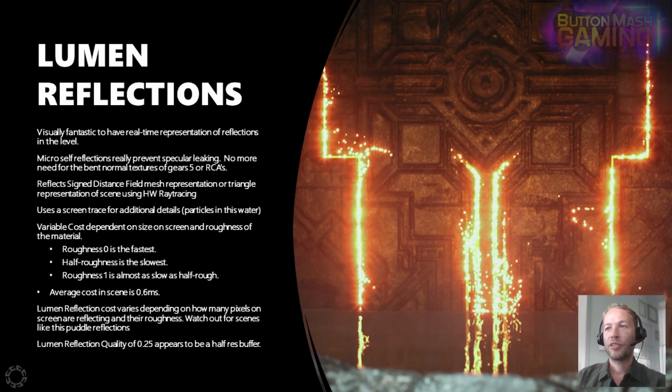Lumen reflections. This is visually fantastic. We get real-time reflections on everything in the level. We also get things like micro self-reflections that really prevent things like specular leaking. We had things like bent normal textures on Gears 5 for character assets that prevented the specular leaking. It's no longer necessary to bake out these textures. We also, of course, don't have to place reflection capture actors because it's all Lumen reflections now.